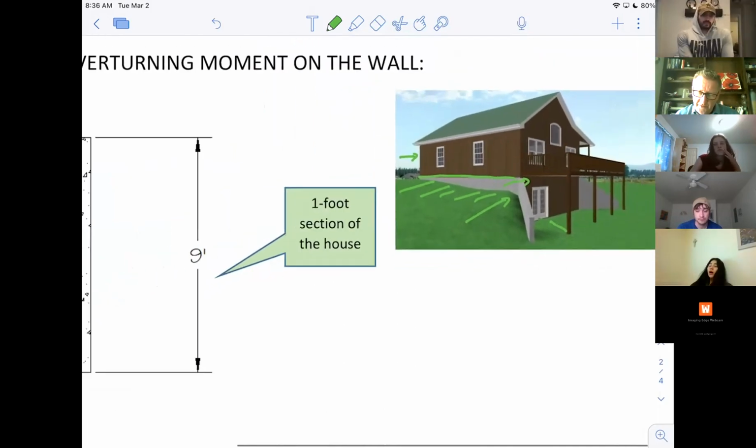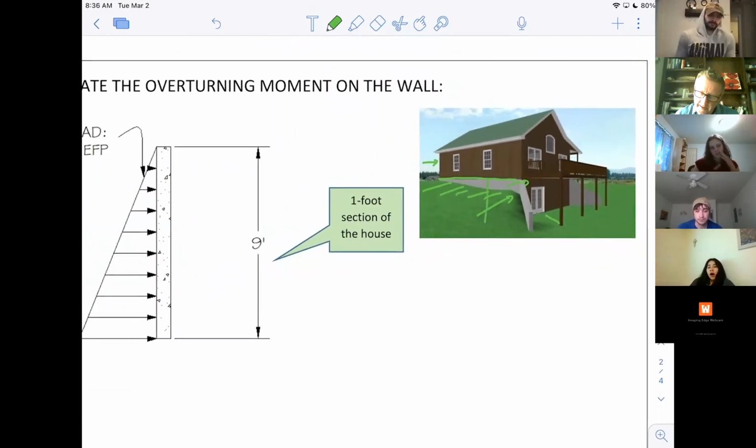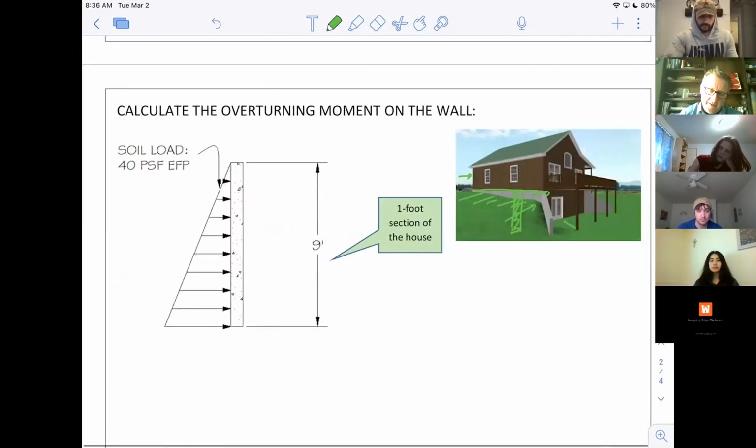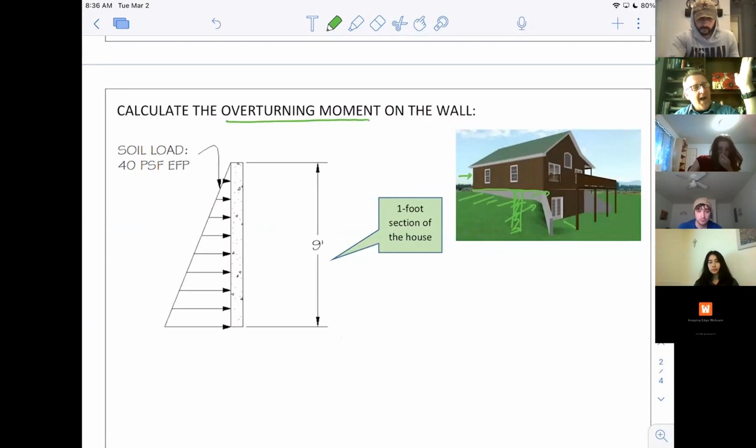So what we're looking at is just a 1 foot slice of this house, because does it make sense? Every single foot would be exactly the same. So if we can get 1 foot of the wall not to tip over, then the entire wall won't tip over. So what we'd like to do is calculate what engineers call the overturning moment. How badly does this wall want to tip over thanks to the stack of dirt that you put up against it? And again, I've drawn all those arrows representing the continuous load.